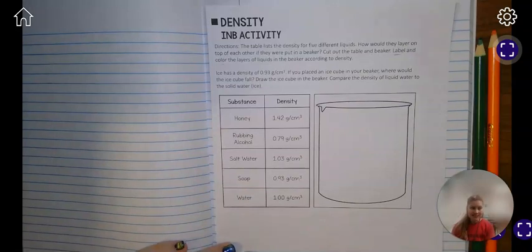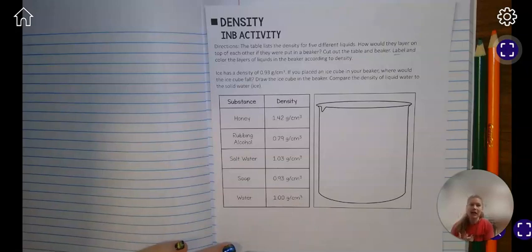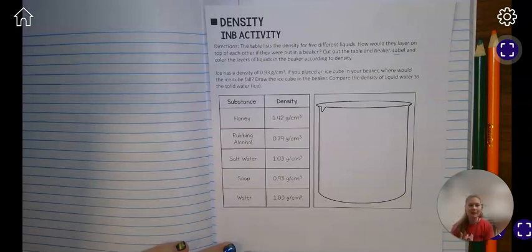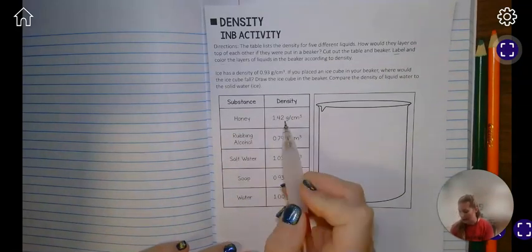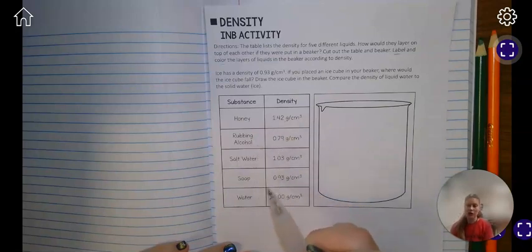So if you'll recall, density is simply a measurement that reflects how much mass takes up a certain amount of space. A substance that has a high density simply has more mass in a given amount of space versus a substance that has a very low density, which has less mass for that given amount of space. So we can see here we've got our substance and then we have our different densities. So the higher the density, the more mass.